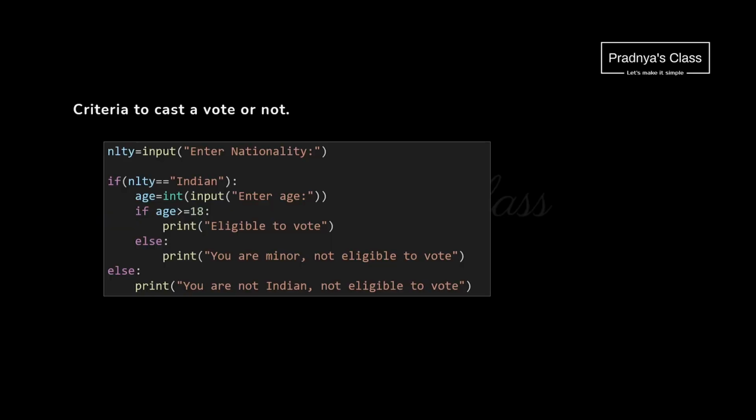Here is one example of nested if. We are checking the nationality as Indian. If the person is Indian, we are asking age and checking age. So look at this if else. It is inside another if. So it's an example of nested if.